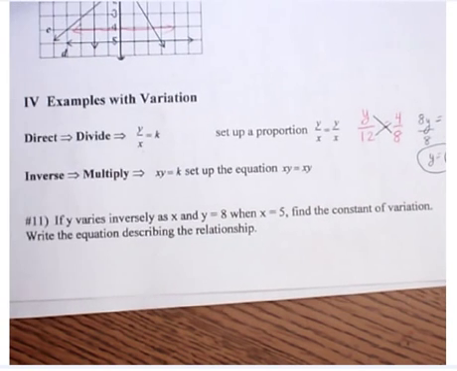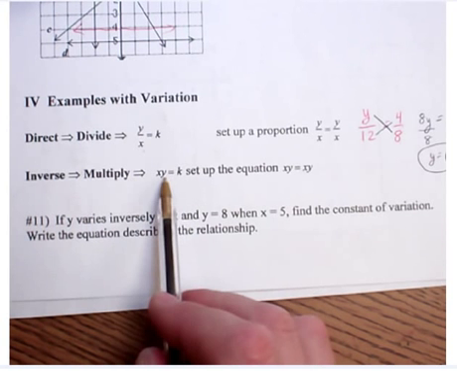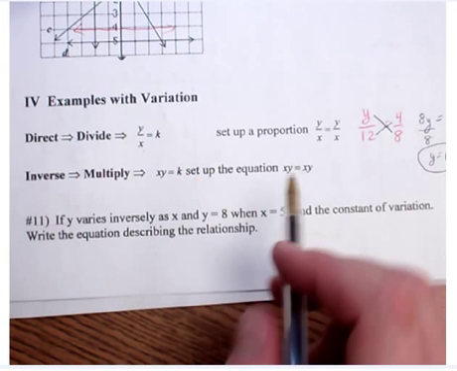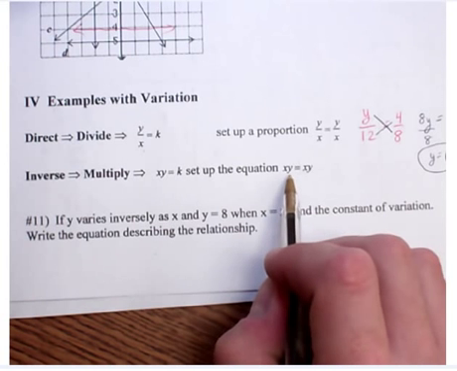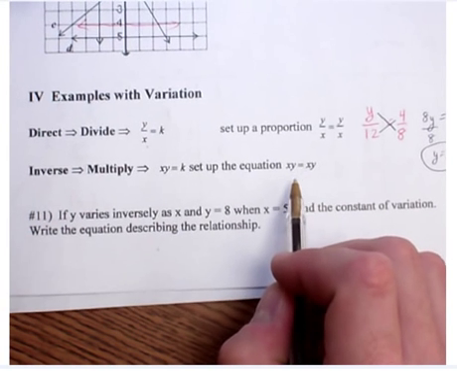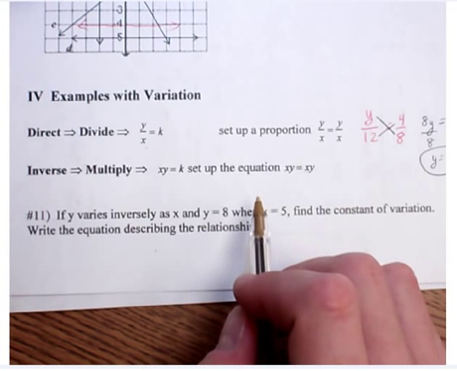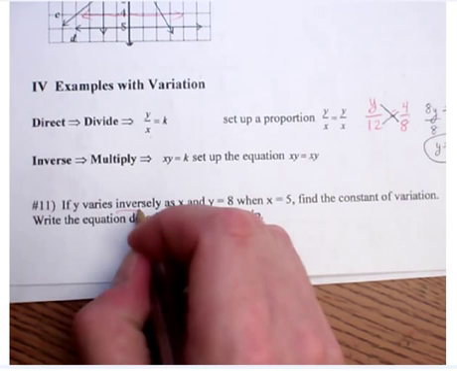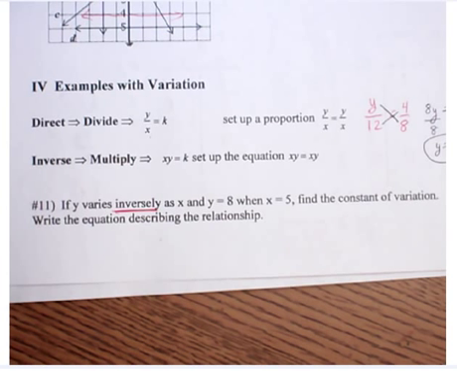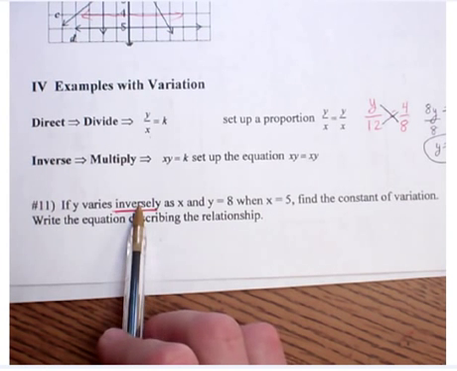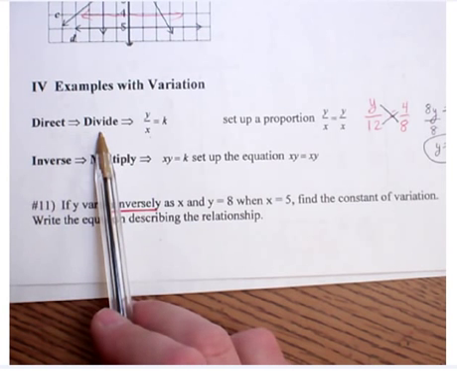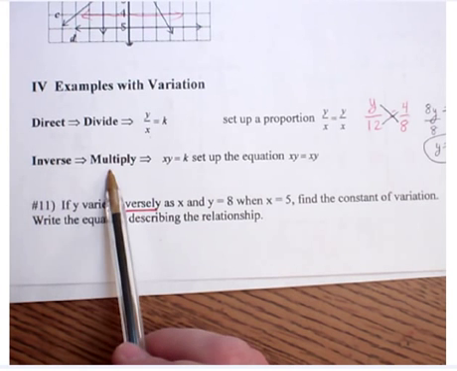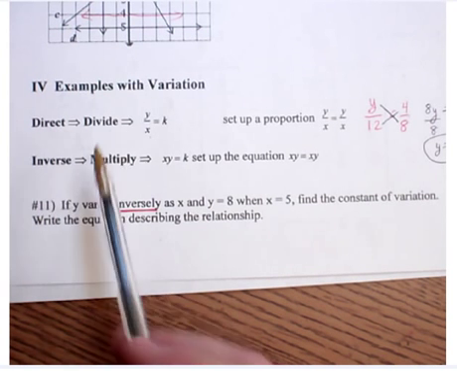Now for inverse, where you're multiplying the variables, you get x times y equals k, and that's the setup for the equation. You could also set up x times y equals x times y. Now that probably doesn't make a lot of sense yet, so let me do a couple examples with you. Take a look at number 11. If y varies inversely, that's important, as x. Inverse variation, you multiply the variables. Direct, divide. Inverse, multiply. Okay, I think I've made my point.